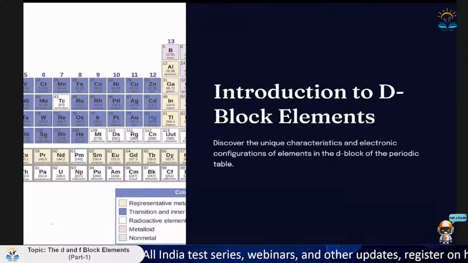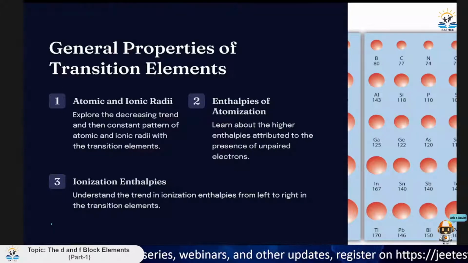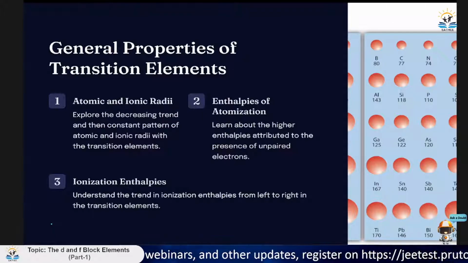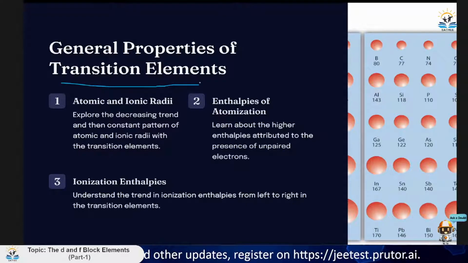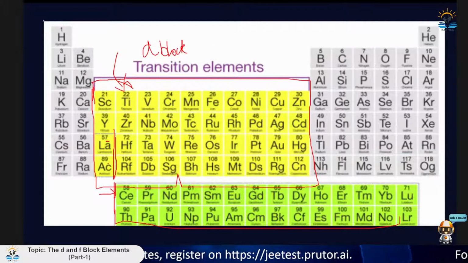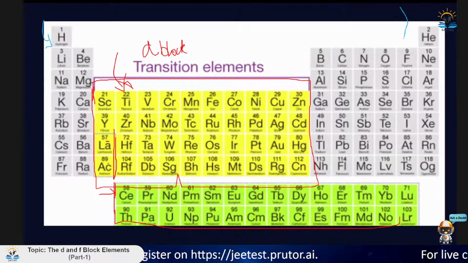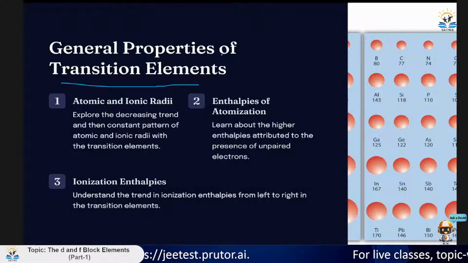All right. So for D block elements, let's directly start off with the general properties. I forgot to tell you that these are called transition elements, okay? Because it is a transition from metallic characters to non-metallic characters. So there is a transition kind of a thing. That is why we call them transition metals, okay?